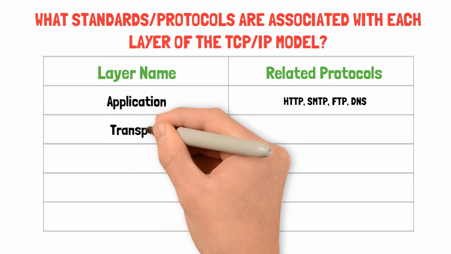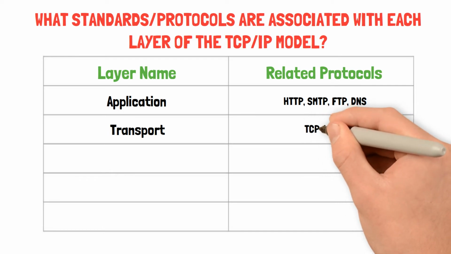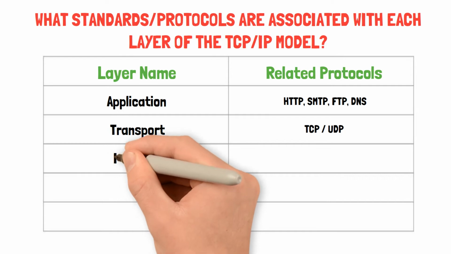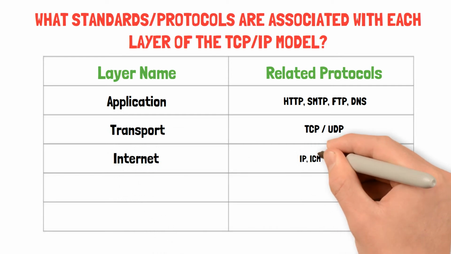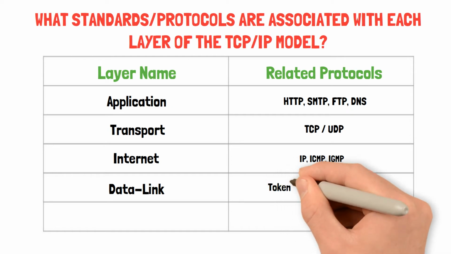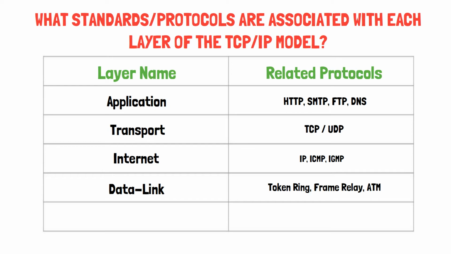Next, we have the transport layer, and this has Transmission Control Protocol, TCP, and User Datagram Protocol, UDP. The internet layer has Internet Protocol, IP, Internet Control Message Protocol, or ICMP, as well as Internet Group Management Protocol, IGMP. The data link layer is responsible for things like token ring, frame relay, and asynchronous transfer mode, ATM.